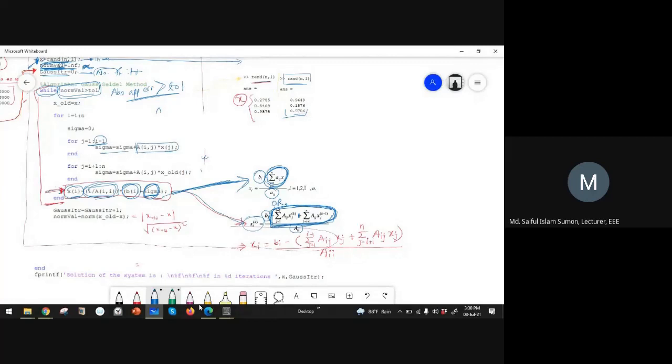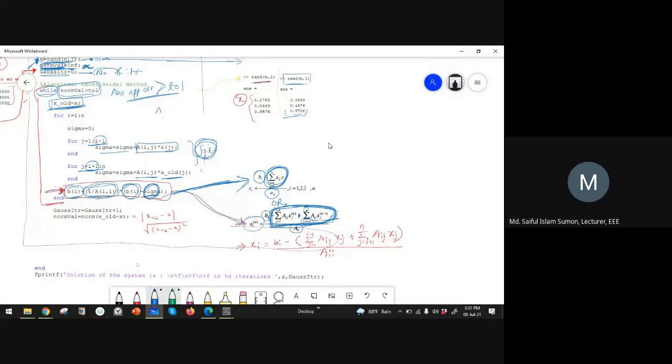In the same way, after that I want to exclude j equal to i. That's why from here you can see j equal to i plus 1 to n. Then again the same thing is multiplied, aij and x old value. At the very beginning you will be able to see x old was taken there. For each and every iteration x old is actually x. I'm updating the values.